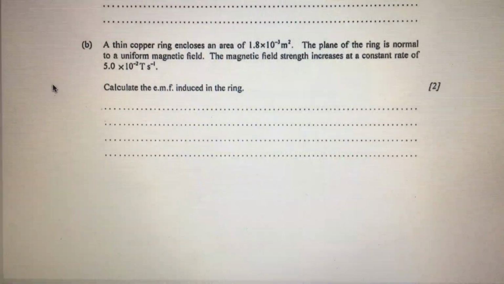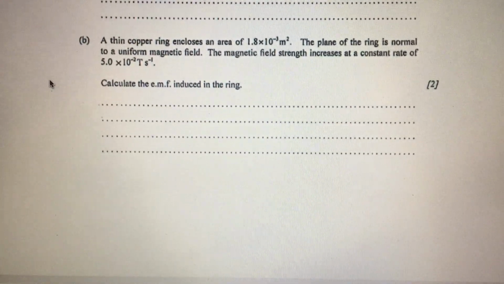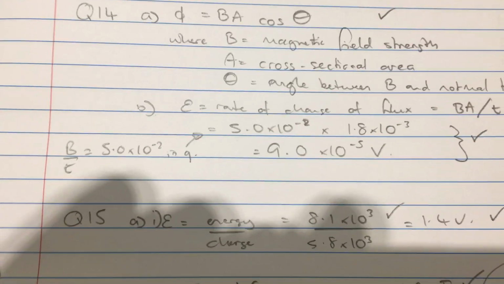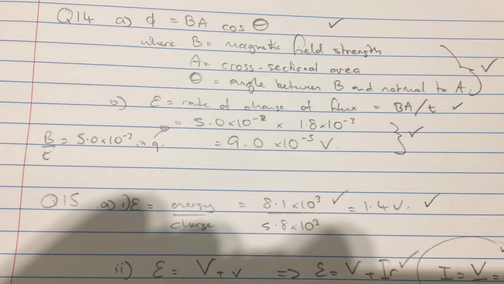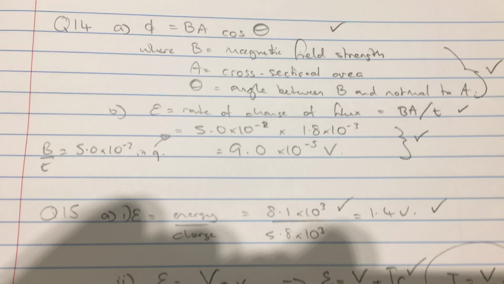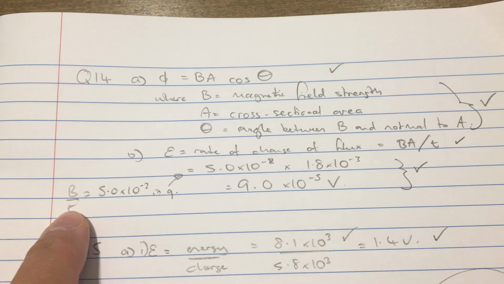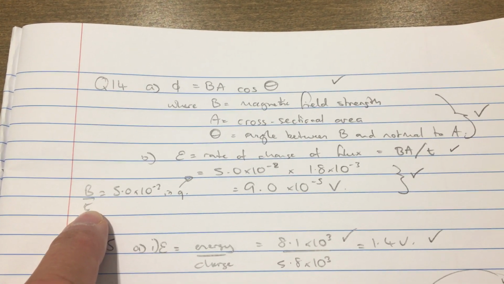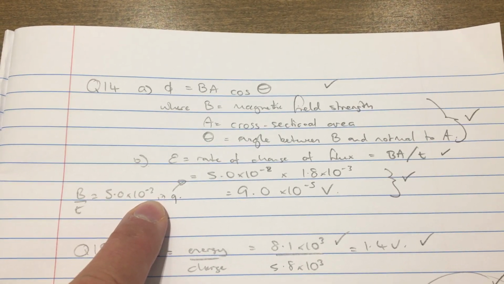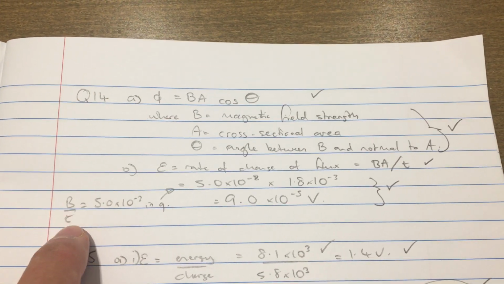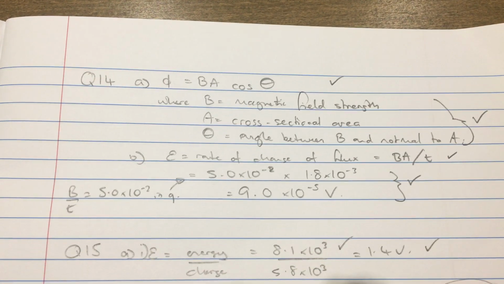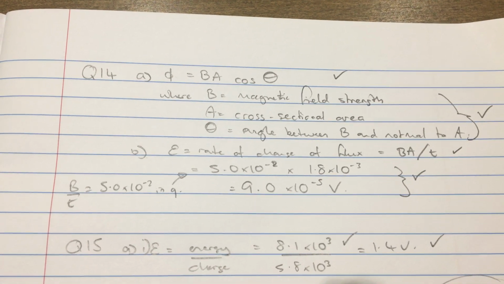Part B, a thin copper ring encloses blah blah blah. Calculate the EMF induced in the ring. So I said EMF is the rate of change of flux, so it's BA over time. In the question, they tell you that the rate of change of field strength is 5 times 10 to the minus 2. So that's essentially B over T. So we're just doing B over T multiplied by A, and we get 9 times 10 to the minus 5 volts.